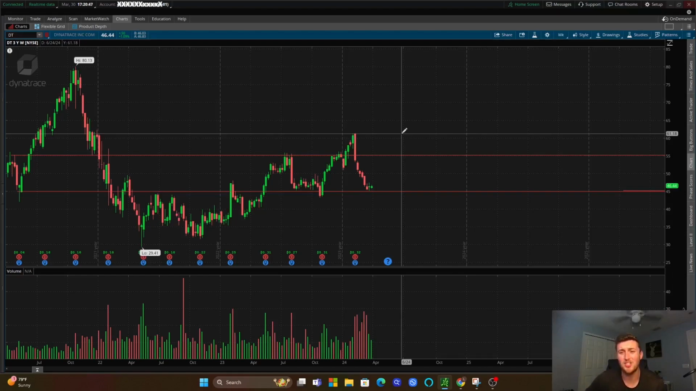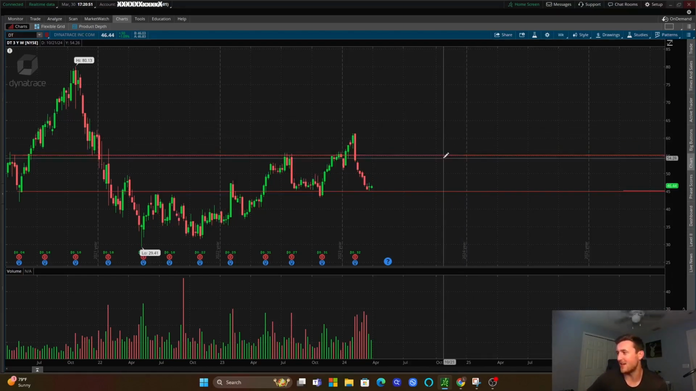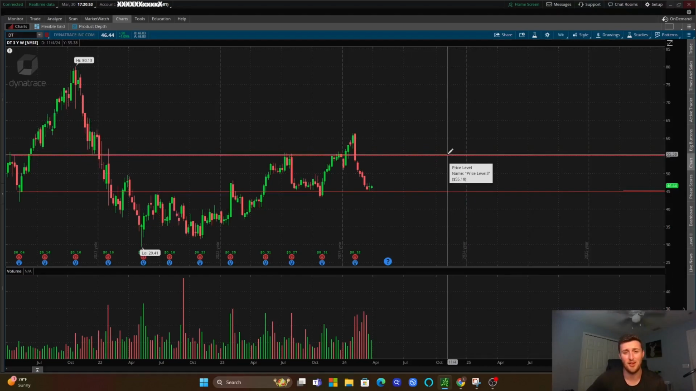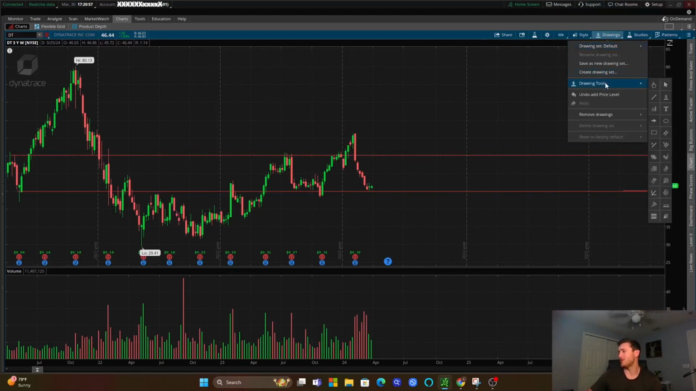Remember, you always look at your exits when it comes to resistance lines. So our resistance line is going to be this $55 mark here. But what about the entry? Well, for the entry, we're going to talk about our trend lines.